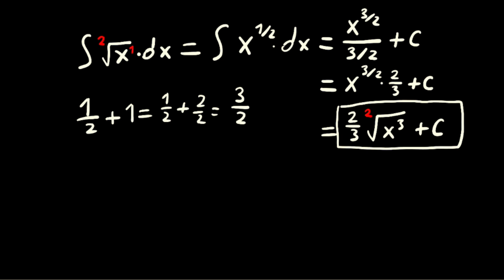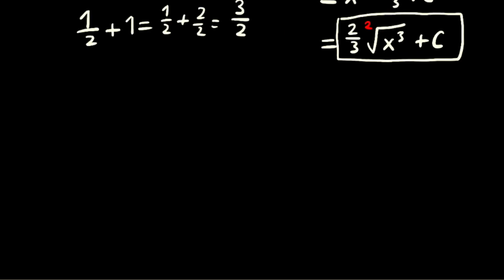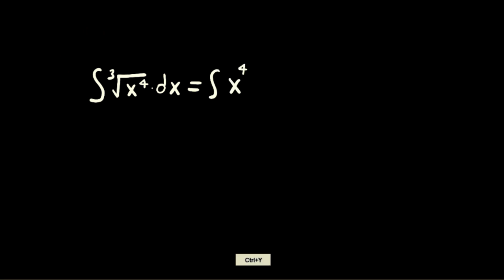Here's another one that you can try. What is the antiderivative of the cube root of x to the 4th? So, go ahead and pause the video and work on this example. Now, the first thing that we need to do is rewrite it. You can rewrite it as x to the 4/3.